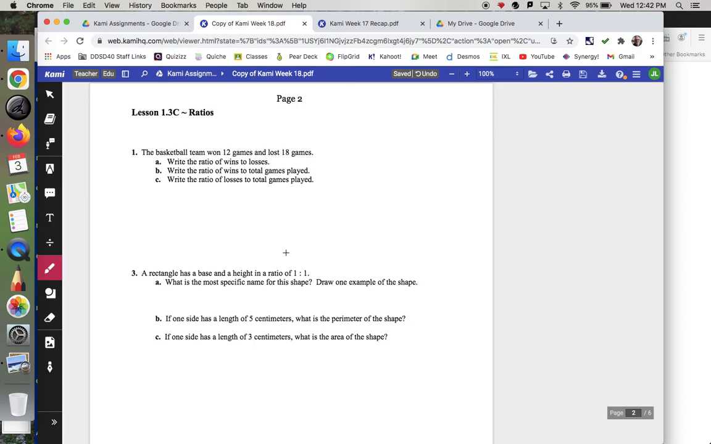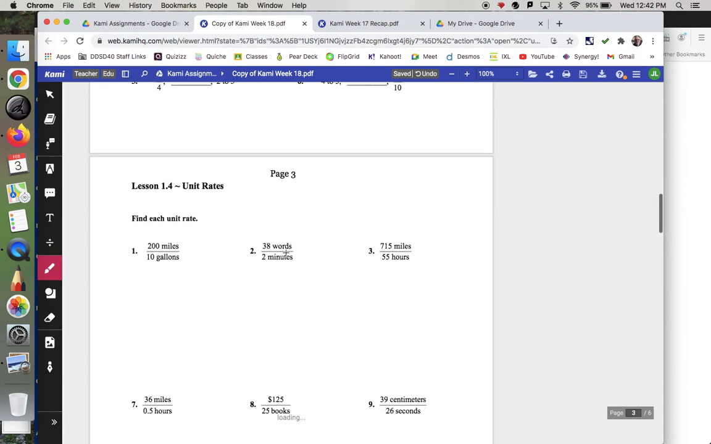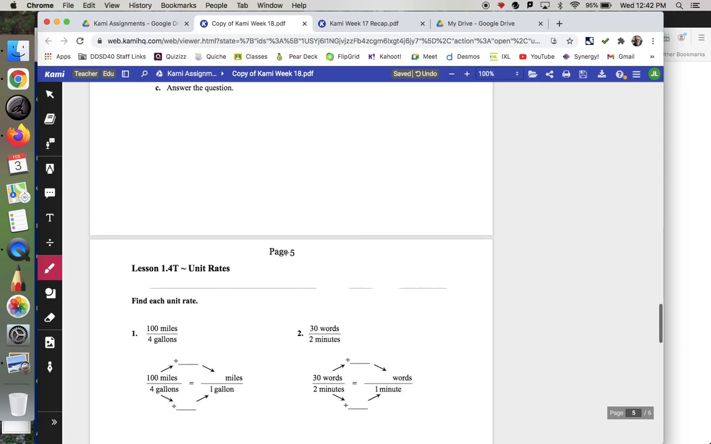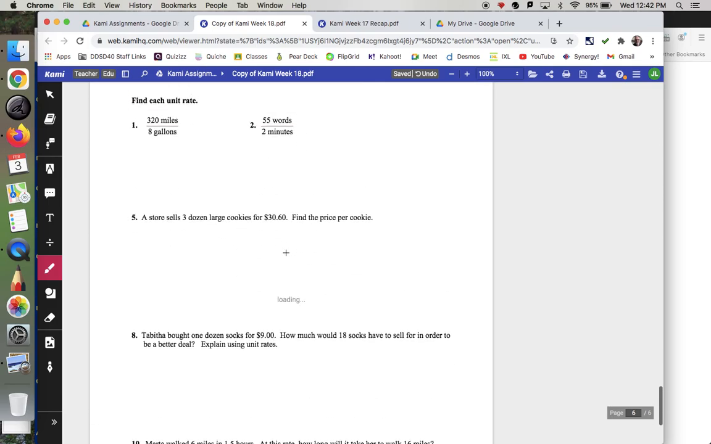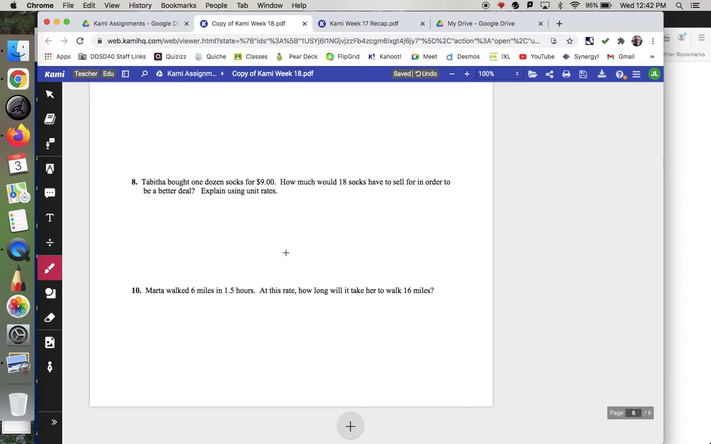And I'll put pages 2, 3, 4, and 5, and 6. I'll do the rest of it in tomorrow's recap.